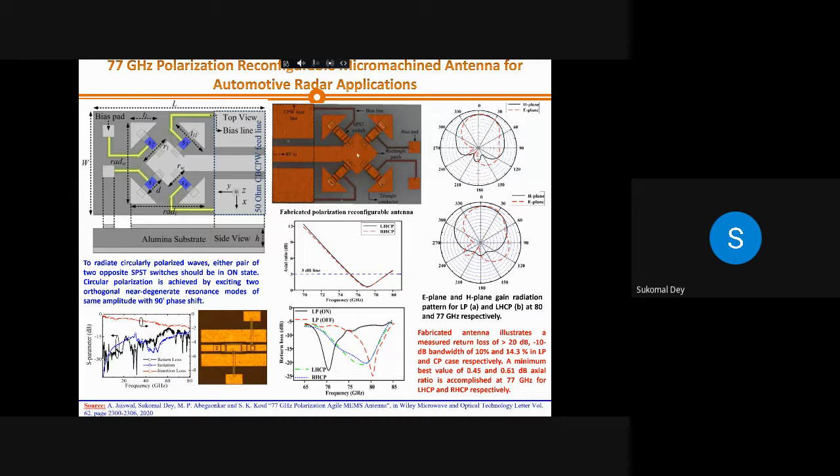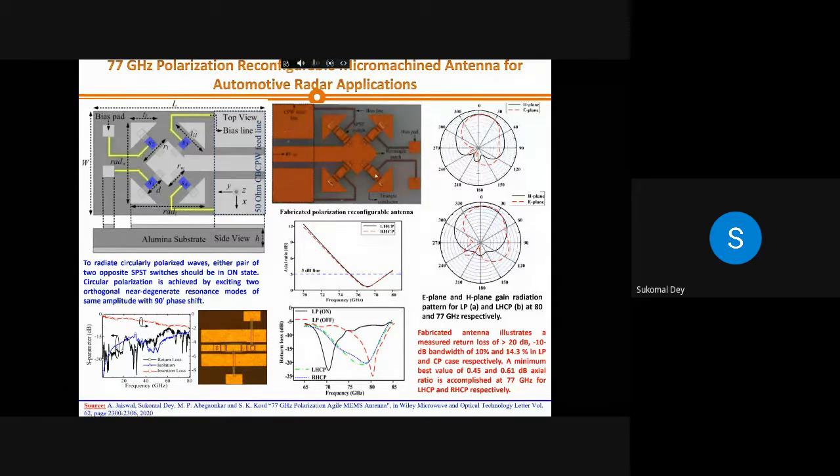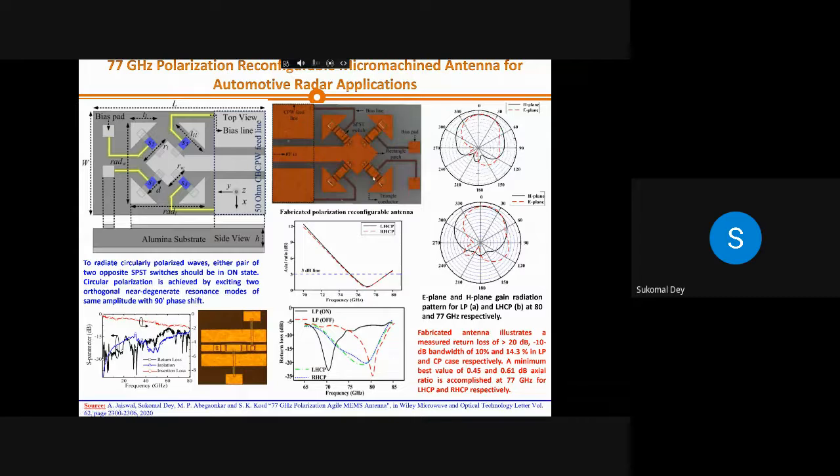At one time, one pair of diagonal arms is activated, and at another time, the other diagonal arms are activated. You can see on the patch there are 4 switches. I'm talking about the diagonal arms; don't consider the switches that are side by side. If you activate two opposite switches on the diagonal, your antenna will resonate and give you left-handed circular polarization. When the other two opposite switches are activated, you get right-handed circular polarization.